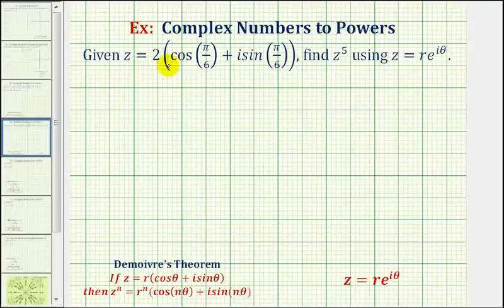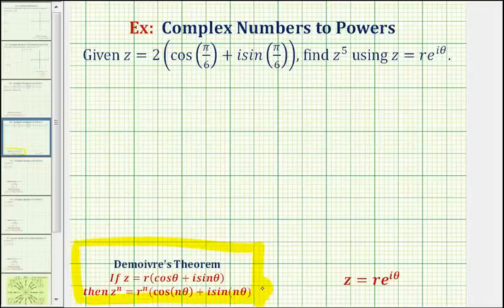Given a complex number in polar form, z equals 2 times the quantity cosine pi over 6 plus i sine pi over 6, we want to find z to the fifth using z equals r times e to the power of i theta, or the exponential form of a complex number. We just did this exact same problem using de Moivre's theorem stated here, but I also want to show how we can use the exponential form of a complex number as well.